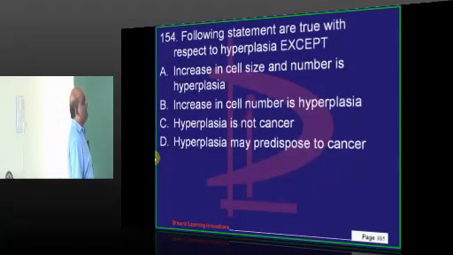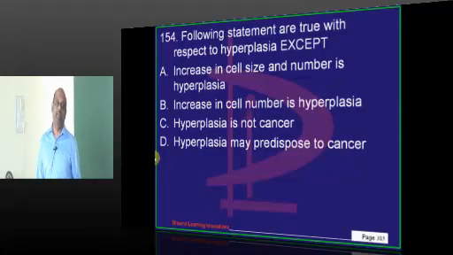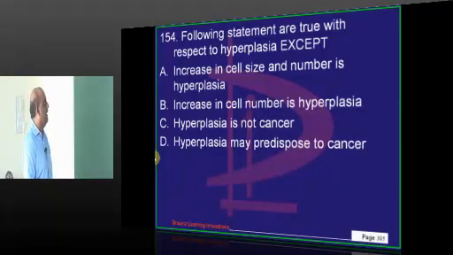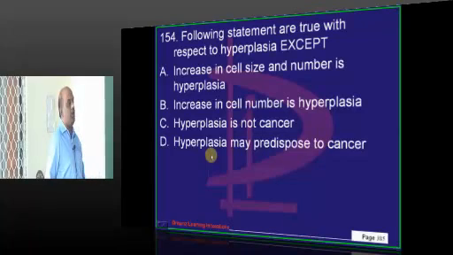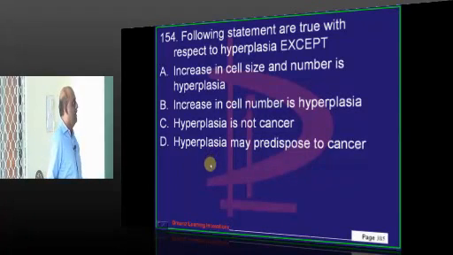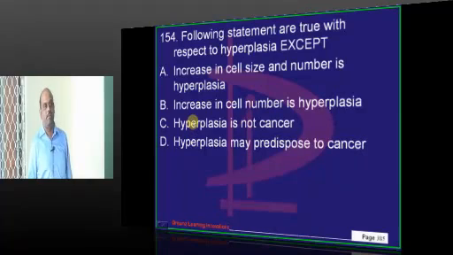Then hyperplasia. This is a little controversial question. There are two answers. Option A is wrong. And option D also is wrong. Hyperplasia doesn't predispose to cancer. Metaplasia predisposes to cancer.